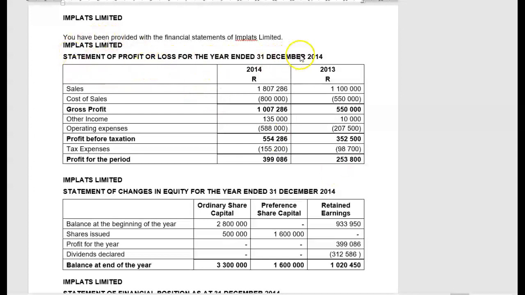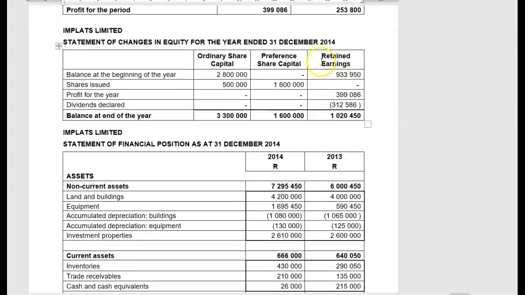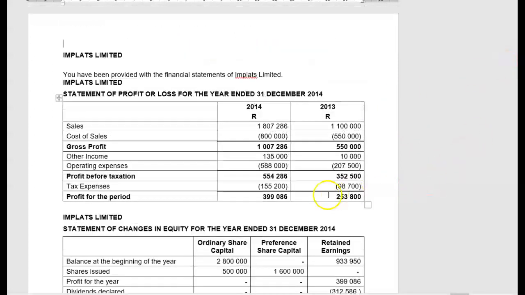They give you the statement of profit or loss for the year ended 31 December 2014: sales, cost of sales, other income, operating expenses, profit before tax, tax expense, and profit for the period. Then they also give you the statement of changes in equity. We have seen something like that before, and here they give you the proceeds on the issue of shares. They also give you the net profit after tax for the year.